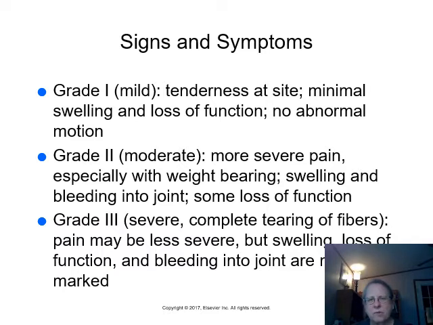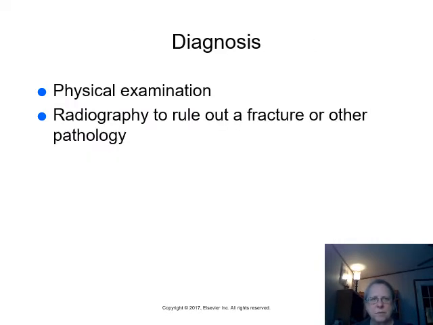Grade 3 is where we have severe complete tearing of fibers. Pain may be less severe, but swelling and loss of function definitely, and bleeding into the joint are definitely a problem. So once again, this person, if it is a major tear, may have to go into surgery to get that repaired. That's dependent on the physician. Diagnosis. The doctor goes in and looks at the extremity. He does x-rays to rule out fractures or even fracture fragments of the bone.